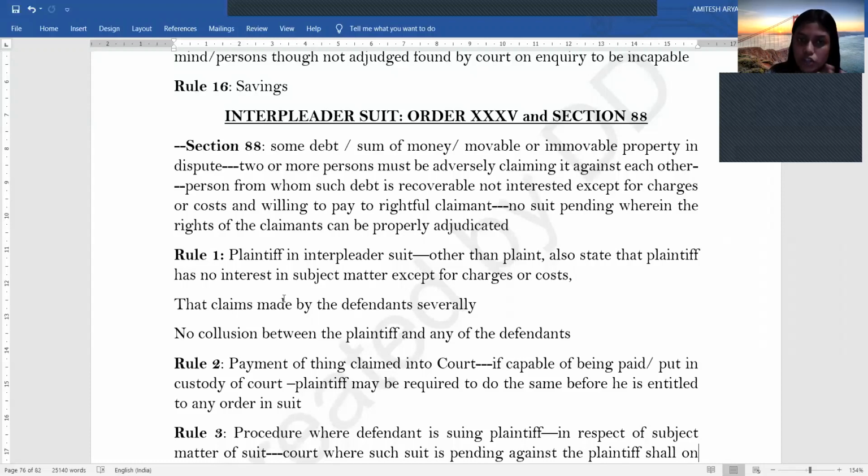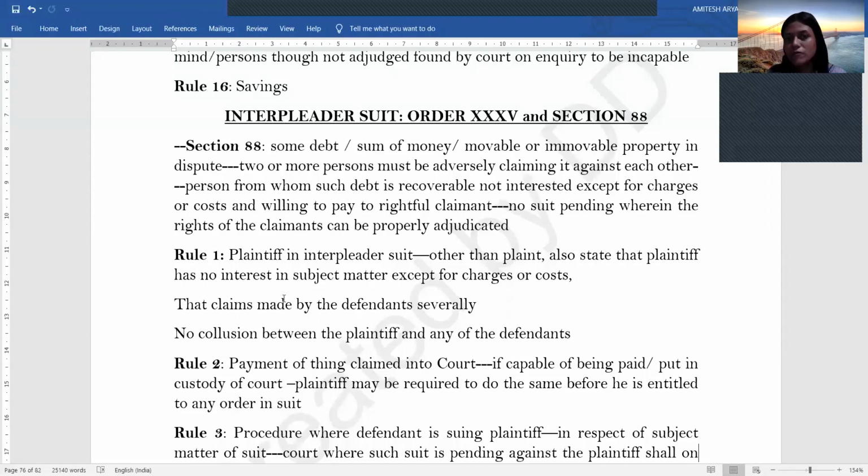So, according to Section 88, if there is a debt, sum of money, or movable or immovable property in dispute, that is the first thing. Any of these things must be in dispute. There must be two or more persons who are adversely claiming against each other, and the person against whom such a debt or anything is recoverable has no interest in the entire thing except the charges and the cost, and he is willing to pay to the rightful claimant. Then, if there is no other suit pending where the rights of the claimants can be properly adjudicated, you can file an interpleader suit.